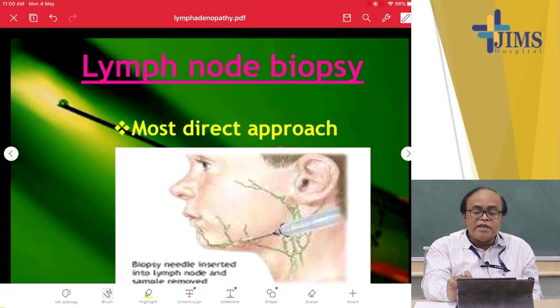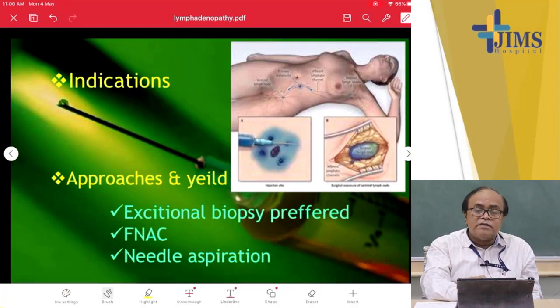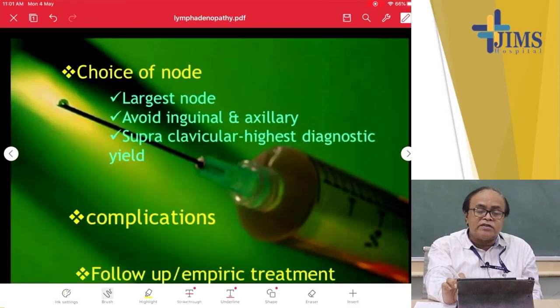Lymph node biopsy, this is the most direct approach. If the lymph node is palpable, we can do it by needle aspiration, for example of the submandibular lymph nodes, or we can take out the lymph nodes, this is called excisional biopsy. FNAC, fine needle aspiration, core biopsy: different types, different methods to collect material properly, and this leads to final diagnosis.